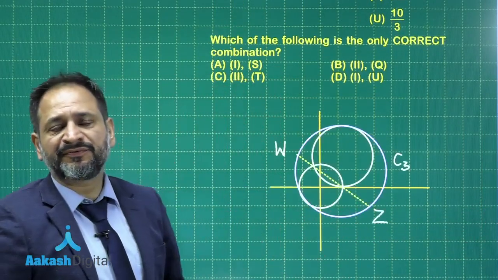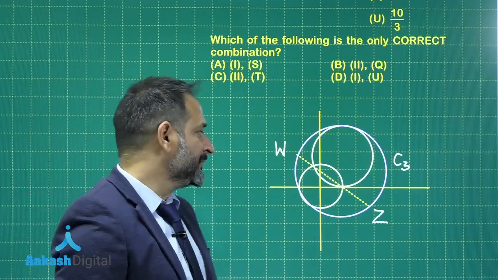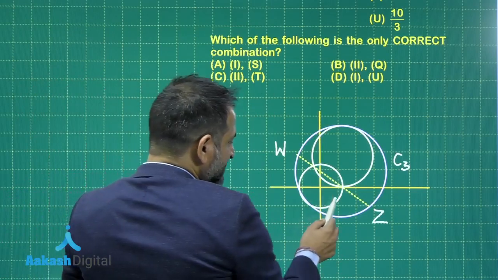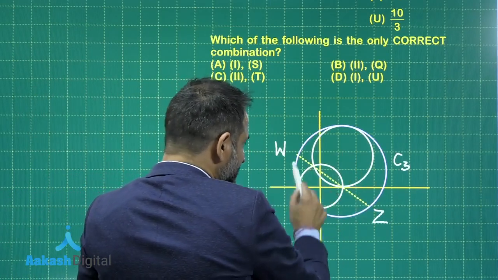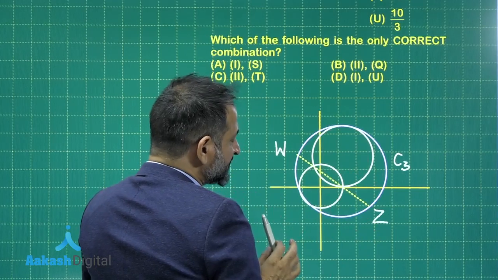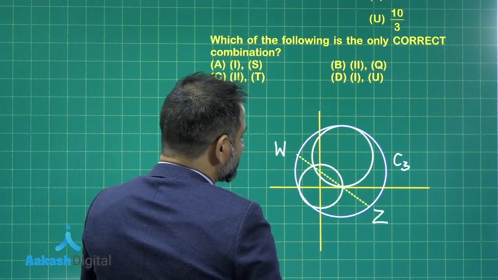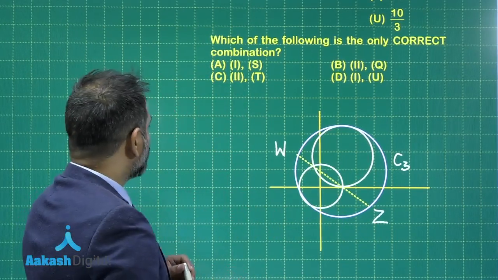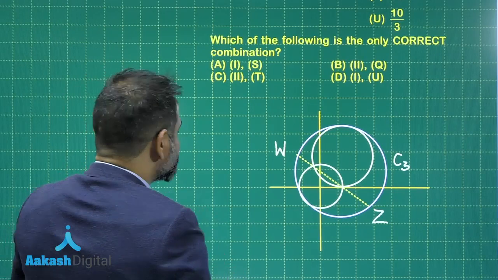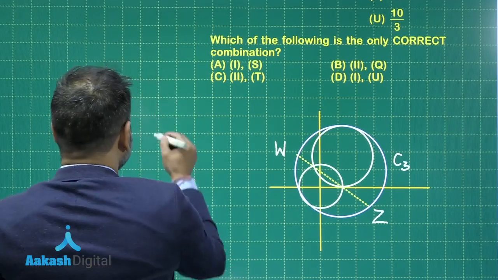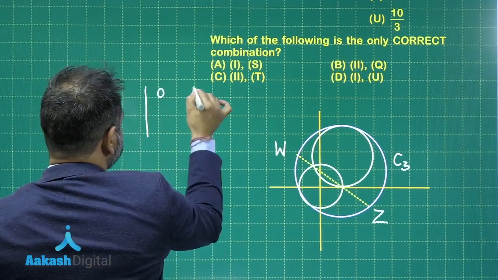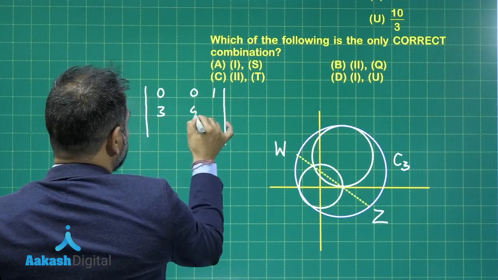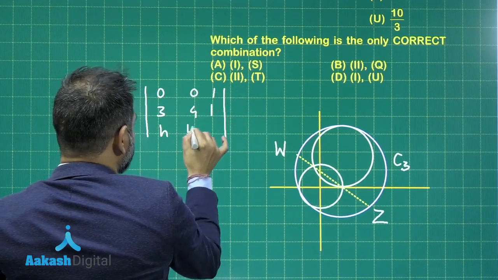So this is the figure for us, which is showing you the complex condition given in the problem. Now this is C1, this is C2 and this is C3, which is touching both the circles, and it is given that the centers of these three circles are collinear. So first we are going to apply the condition of collinearity. The center of the first circle is 0, 0. The center of the second circle is 3, 4, and the third circle is h, k.